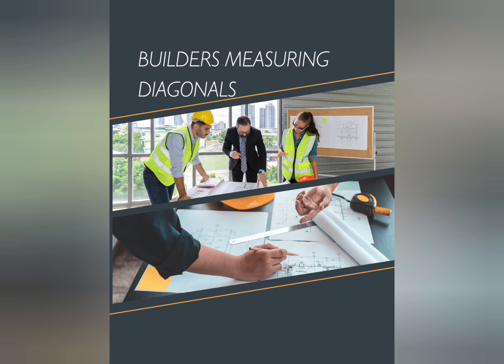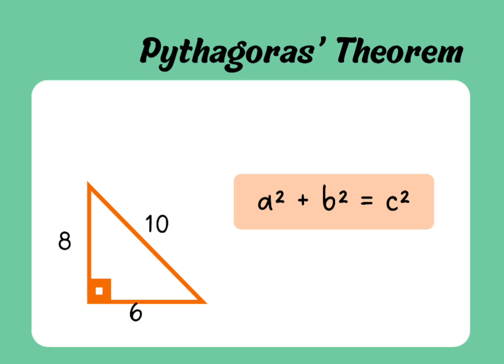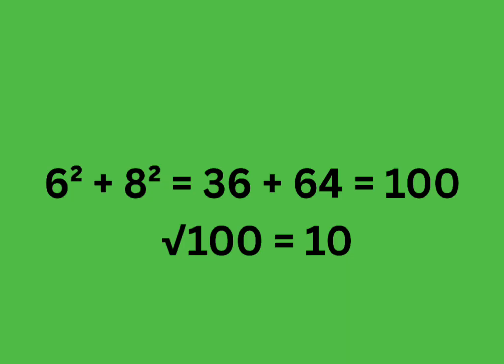Real-life application. Let's say a builder wants to check if a corner of a frame is a right angle. They measure one side at 6 feet, another at 8 feet. If the diagonal is exactly 10 feet, is the angle 90 degrees? Yes. Because 6 squared plus 8 squared equals 10 squared, it's a right-angled triangle.